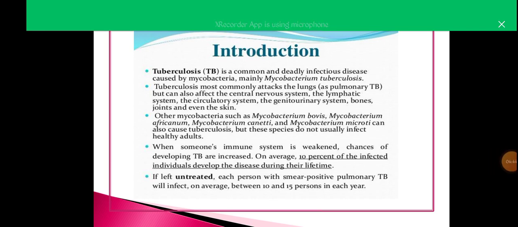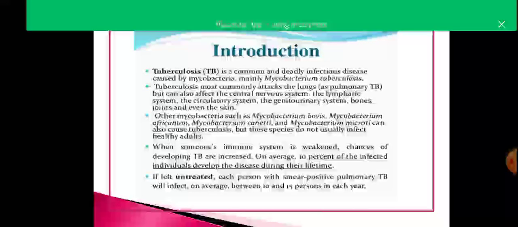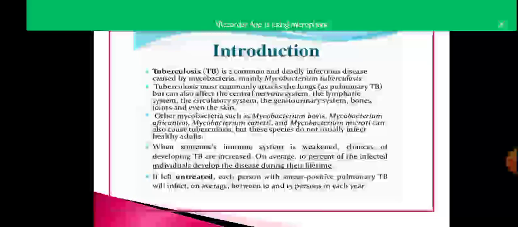Other bacteria such as Mycobacterium bovis, Mycobacterium africanum, Mycobacterium canetti, and Mycobacterium microti can also cause tuberculosis, but these species do not usually infect healthy adults. When someone's immune system is weakened, the chances of developing TB are increased.